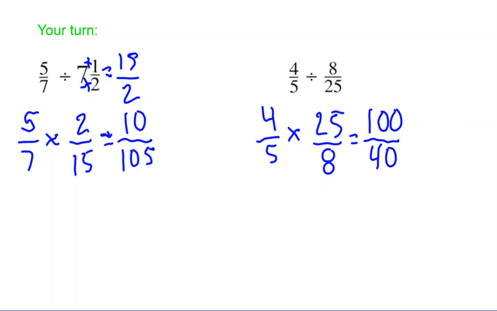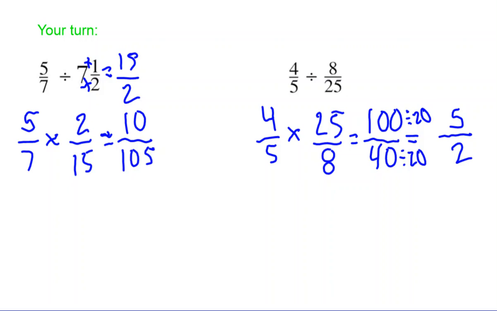All right, now we need to simplify this. We know that 100 and 40 are both even, so they would for sure divide by 2. But we can also take off that 0, so we can use 20. If we divide the top by 20 and the bottom by 20, 100 divided by 20 is 5, and 40 divided by 20 is 2. So we have 5 halves.